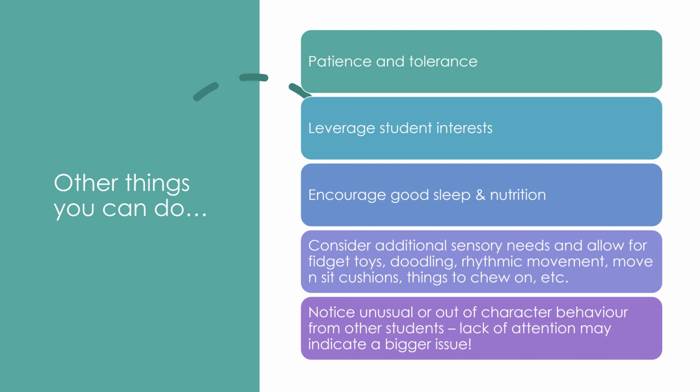Finally, and most importantly, difficulty maintaining attention could be the first indicator of a much bigger issue. Always be vigilant and notice changes in student behaviour, especially when they're out of character. That way, we can provide the help a child or young person needs as quickly as possible.